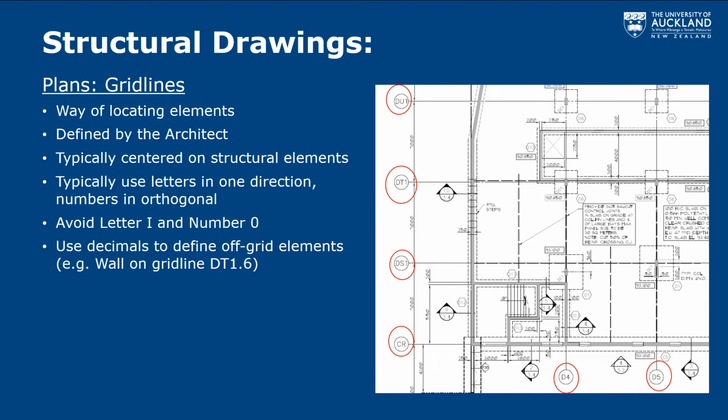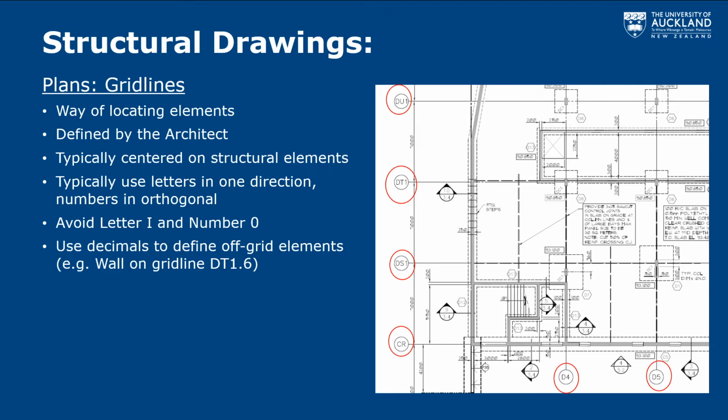And they will often be located along major framing lines of structural elements. The convention which is typically used is that in one direction, grid lines will have numbers. So they'll be like grid line 1, grid line 2, grid line 3. And then in the orthogonal direction, they will have letters. So it'd be grid line A, B, C, D. And we try to avoid the letter I and the number 0, because it's really easy to confuse a letter I for a number 1 and a number 0 for a letter O.